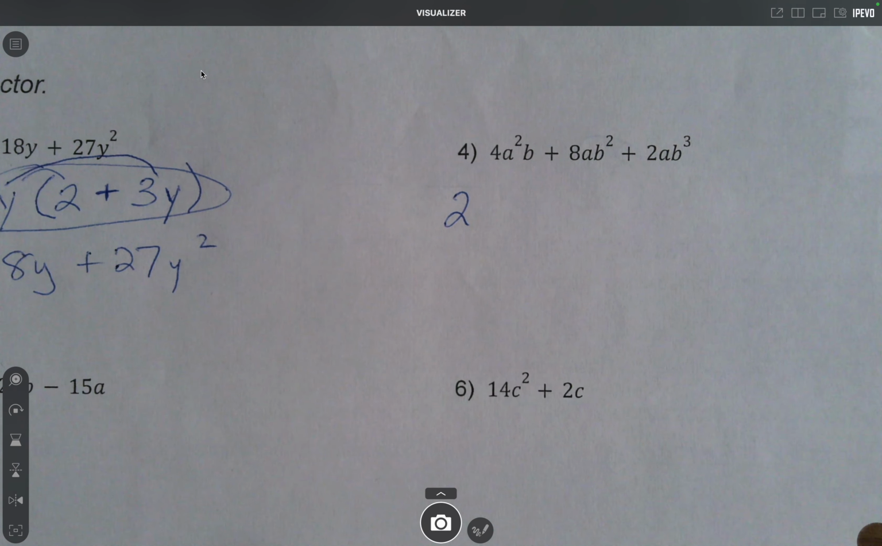Next we'll look at the variables. And let's just look at them one at a time. So A, they do all three have an A. This one has 2 A's, this one has 1, this one has 1. So the most we can take out is 1, because that's the smaller amount these two have.